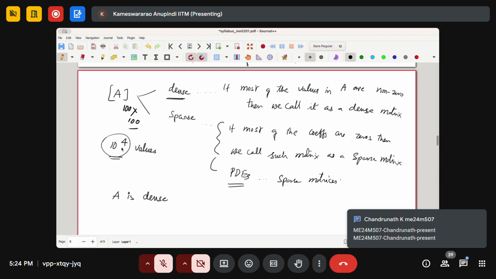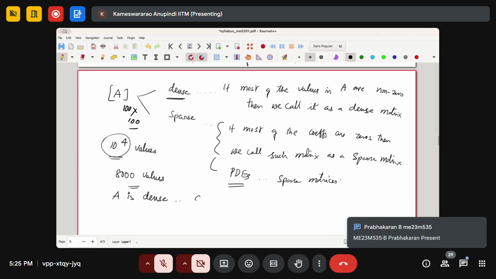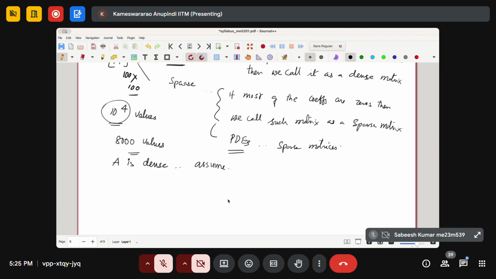Okay, let us say out of 10 power 4, several of them, let us say some 8,000 values are non-zeros, and the remaining 2,000 could be zeros or something, which we do not really worry about. But then A is dense is what we assume. Okay, before we go on with applying the Gaussian elimination method. Now, of course, there are also sparse matrices which we're going to see very soon. We will apply a special variety of Gaussian elimination for those kinds of matrices, or some other method.